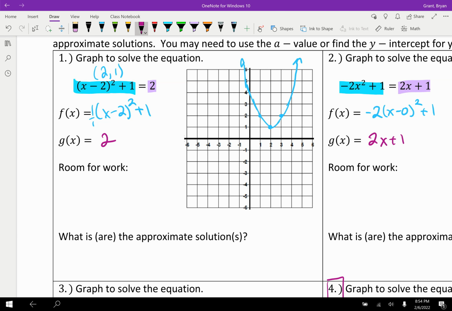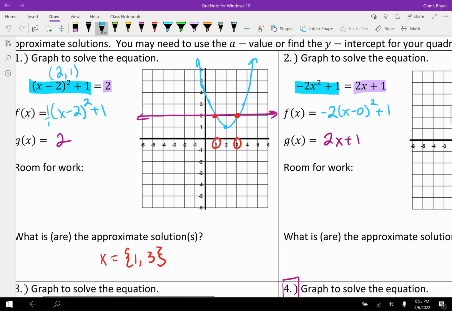Our second one in purple, y equals 2, horizontal line. Yeah, we didn't need that y-intercept, did we? Because I see my two solutions here, and I'm just going to circle the x for each solution just to make it clear that my approximate exact solutions are 1 and 3. Let's look at our next one.